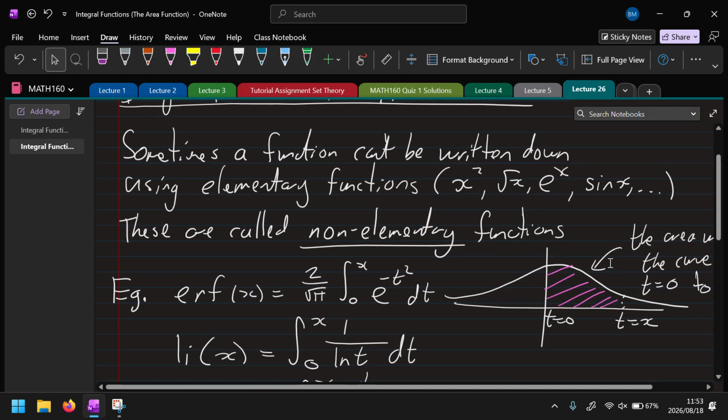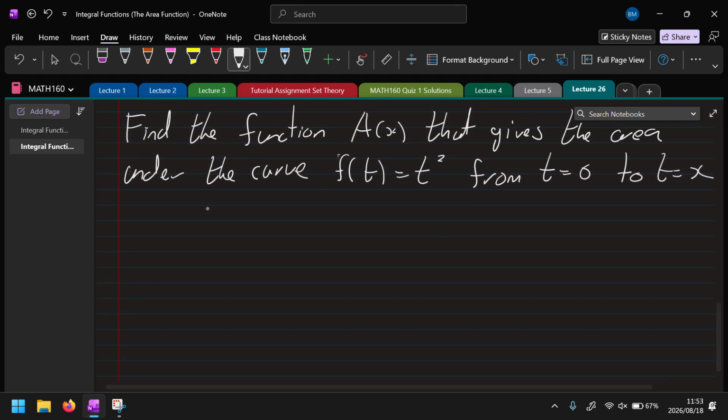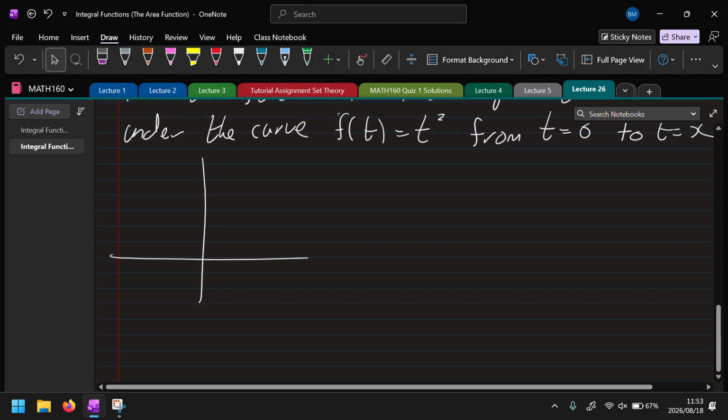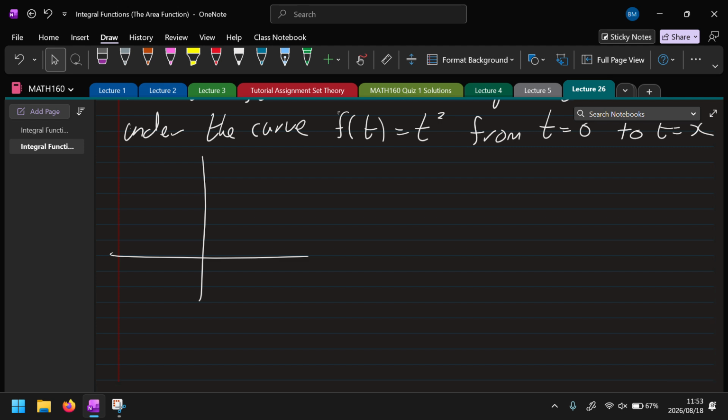So we're going to have some function from 0 to x. We want that area. Okay, so let's set this up. So f of t is t squared. That's very easy to draw. So we have our very simple parabola. Now what we want is the area underneath this curve from that origin to some x value.